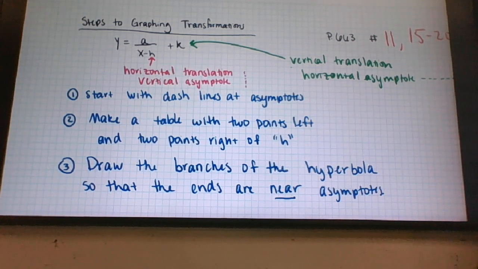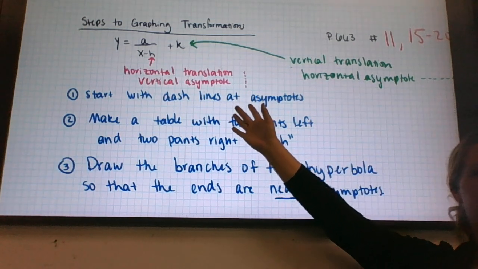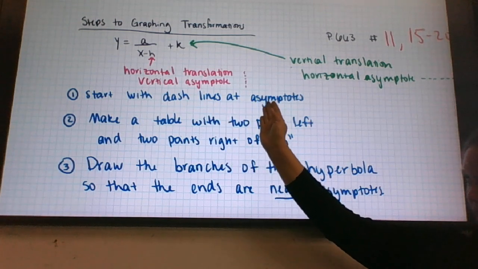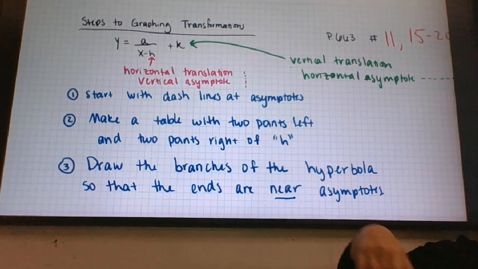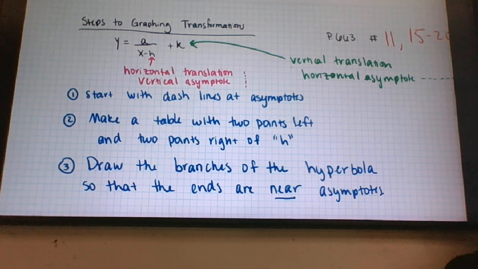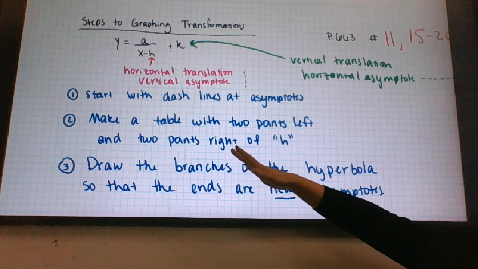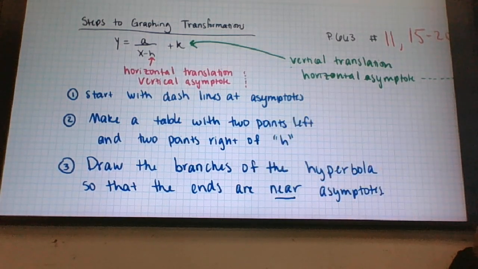So the steps are a little bit different. Typically we start by plotting points, but with a rational graph, we actually start with the dashed lines. The asymptotes create the graph more than the points do. After you do the asymptotes, then you can do a table. Your table will look different every time according to h. The h that moves it left and right should be in the middle of the table. You want some points on the left side and some points on the right. And then you draw your hyperbola.